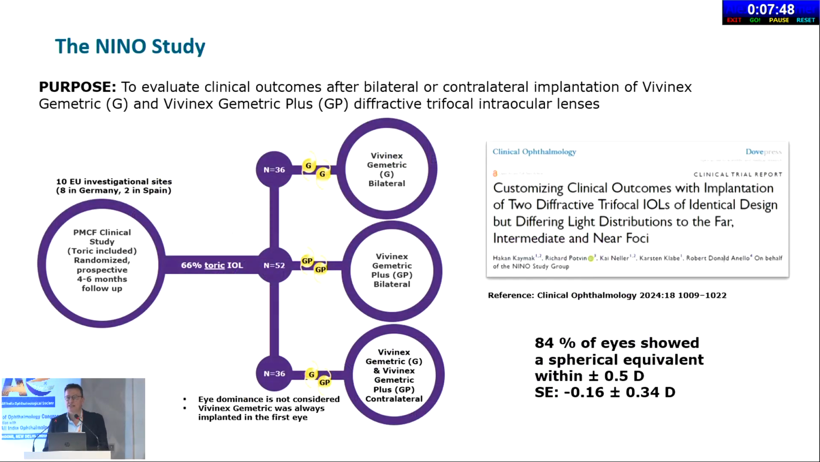Now, how to prove that this pairing strategy is a very good strategy? This is a study led by Professor Kaimak in Düsseldorf in Germany, and it was performed at 10 different sites, 8 in Germany and 2 in Spain. So what did they do? They included 36 patients with both eyes geometric, 52 patients with both eyes geometric plus, and 36 mixing the geometric with the geometric plus. This was published in Clinical Ophthalmology in 2024, so last year. And 84% of the eyes showed a spherical equivalent within half a diopter.